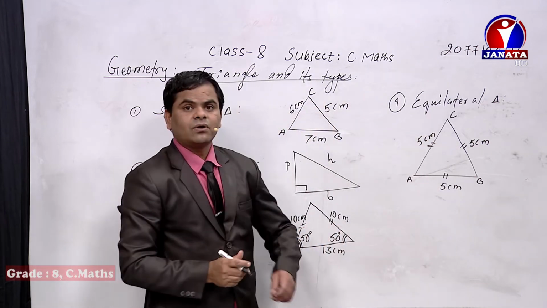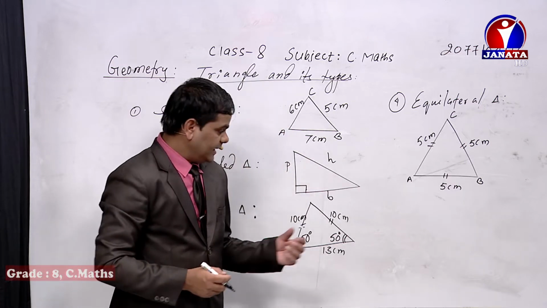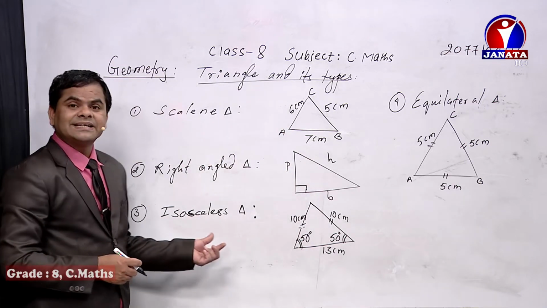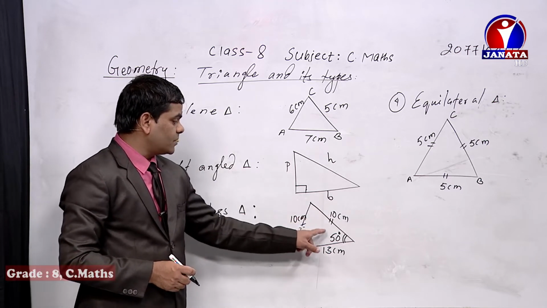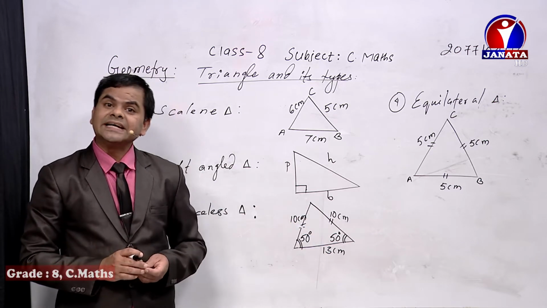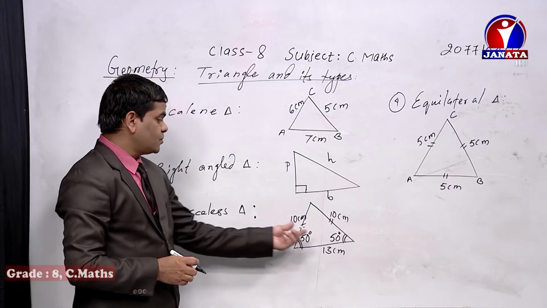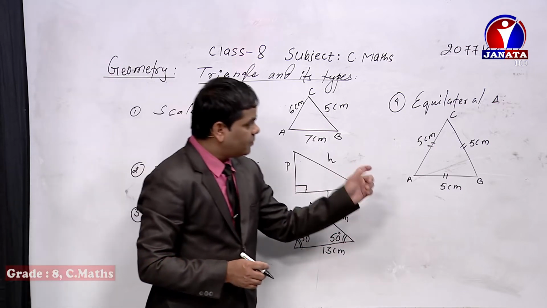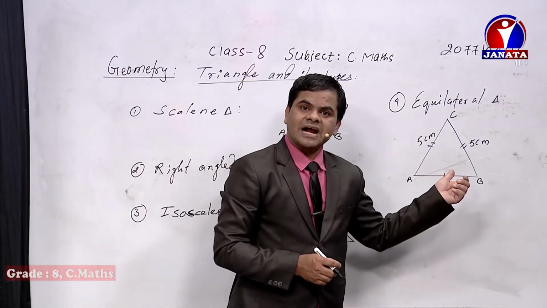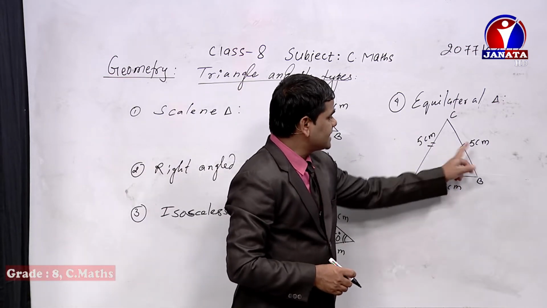And dear students, not only the sides are equal. In case of an isosceles triangle, what did I say? The 2 sides are equal, and opposite to the equal sides, the angles formed are equal to each other. That means 2 angles and 2 sides being equal is known as an isosceles triangle. But in case of an equilateral triangle, dear students, all 3 sides are equal to each other.